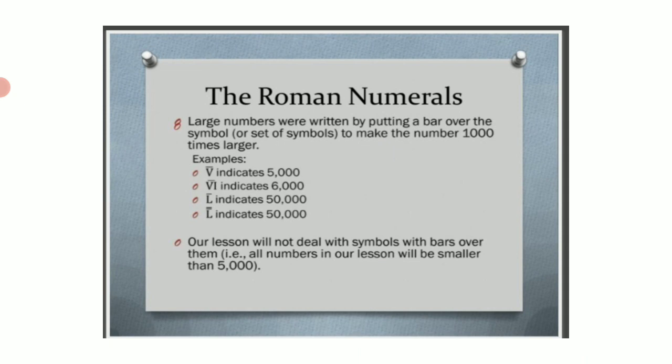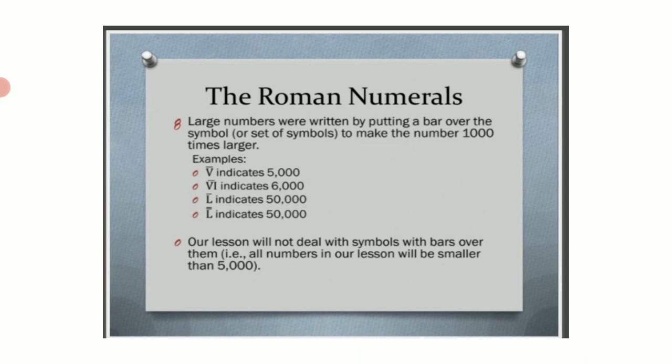Earlier, children, large numbers were written by a bar over the symbol or a set of symbols to make the number 1000 times larger, whatever the number is. If a bar is given on top of a number, then it shows that the number is multiplied 1000 times. Suppose we take V and you see a bar on top of V, then V stands for actually 5, multiplied by 1000 becomes 5000.